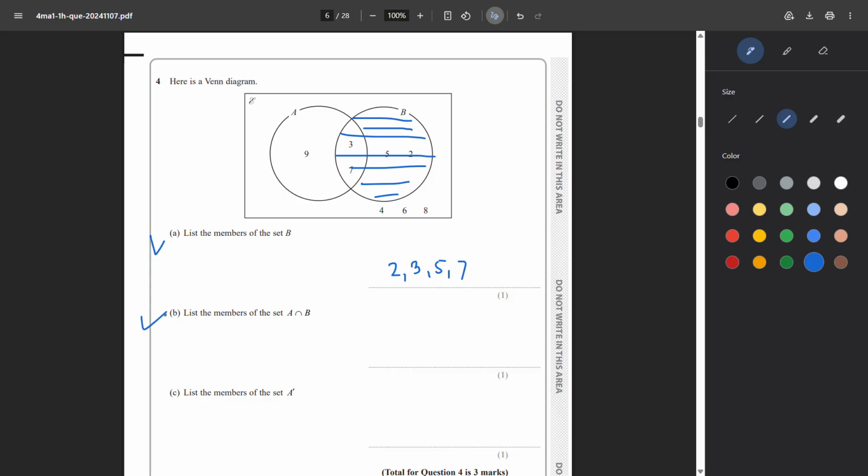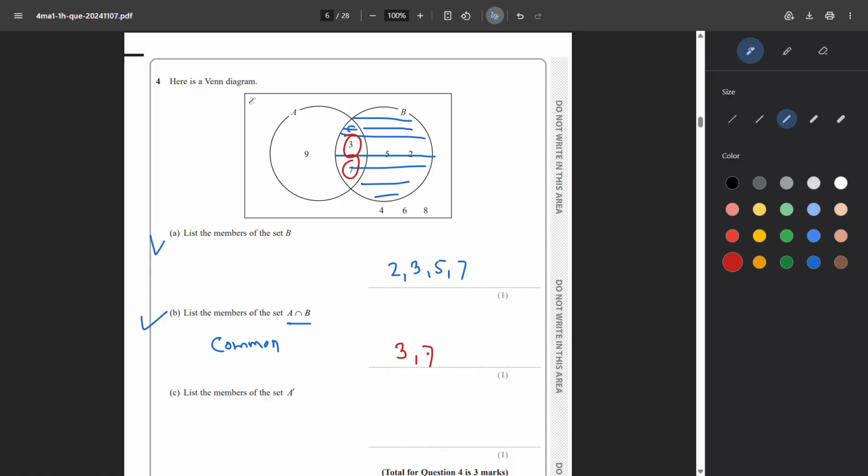Now in B, what they have mentioned is: list the members of set A intersection B. Intersection means common. Remember this. Common part means this part. So you can see here 3 and 7. 3 and 7 are common in A and B.